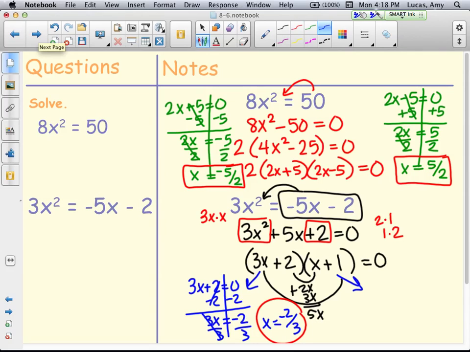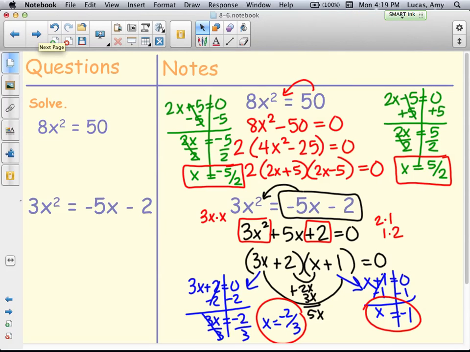My second one is a lot quicker than that. Set it equal to 0, and I just have to subtract 1. So x equals negative 1 for my second one. So factoring, there are lots of different kinds of factoring problems that we've seen throughout Chapter 8.